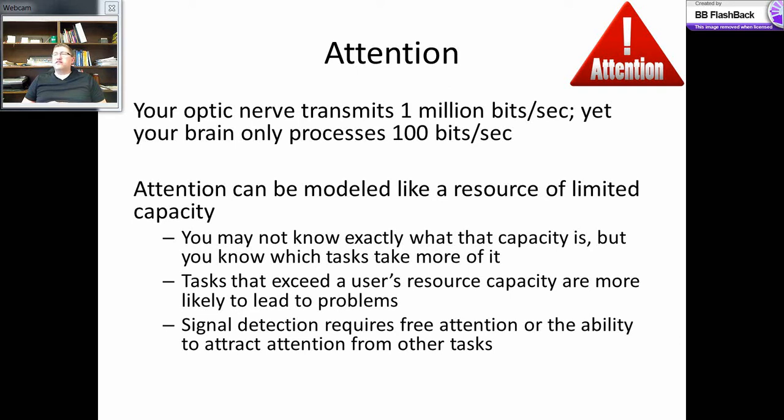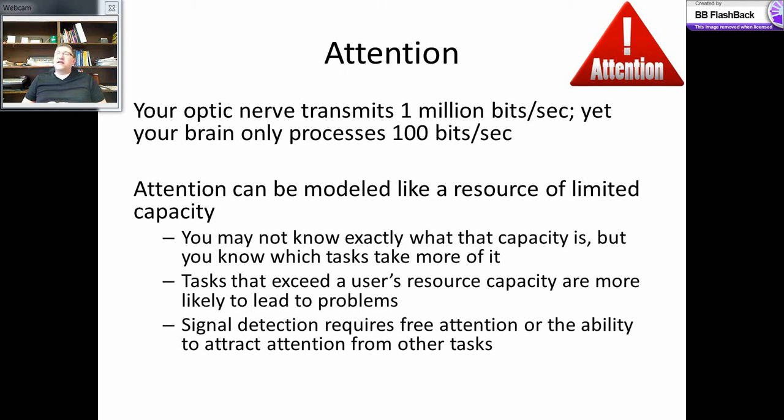Where does the rest of your optical information go? Well, good question. That's a 10,000 to 1 loss. For every 1 bit your brain actually processes of visual information, you lose 10,000 bits. It just goes away. It's ignored, essentially.